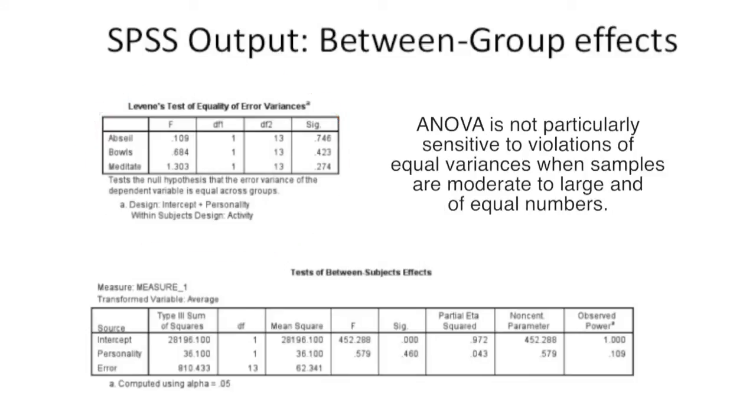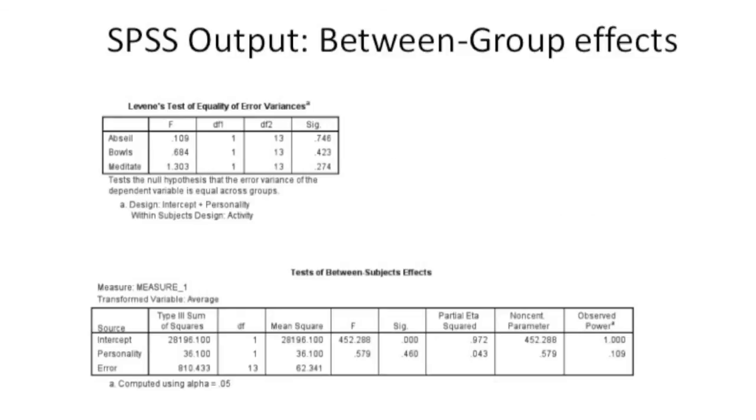ANOVA is not particularly sensitive to violations of equal variances when the sample sizes are moderate to large and of equal numbers. So when designing your study, unlike this one, aim to have relatively equal groups. So here is the main effect of personality. It has a significance value of 0.460. Thus, the main effect for personality is not significant.